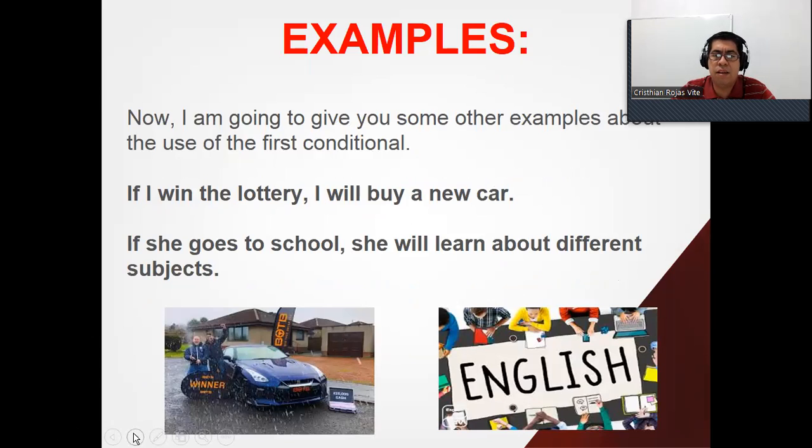So here we have some examples, and I'm going to give you some other sentences that are using the first conditional as well. For example, if I win the lottery, I will buy a new car. So we have a picture over here that represents this feeling. If I win the lottery, I will buy a new car.